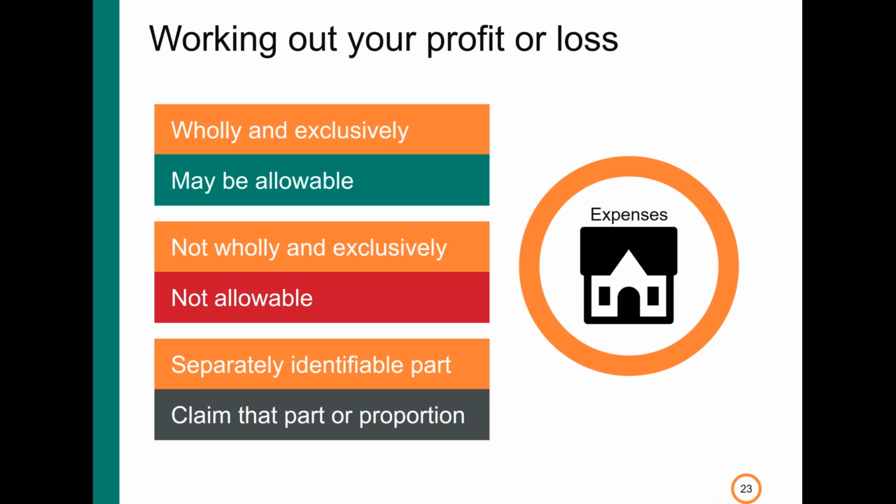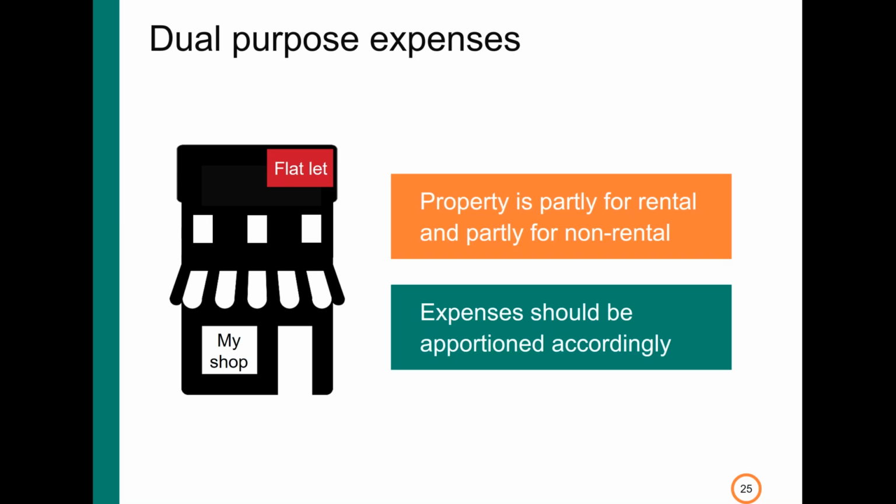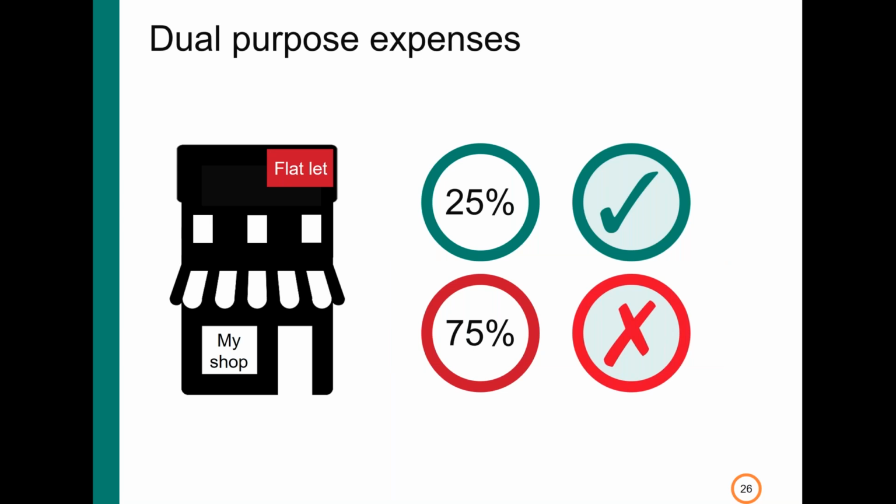However, where you can show a separate amount or part of the expense is solely for the property business, that amount or part is allowable. You may have a property which you partly let and partly use yourself. Your expenses may cover both the rental and non-rental part of the property. In these cases, work out a reasonable part to use as an expense for the property business. For example, where you let a quarter of the property and use the rest for private purposes, you could claim a quarter or 25% of the expense.